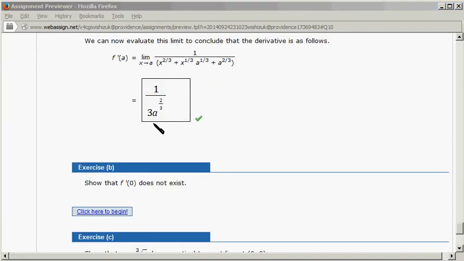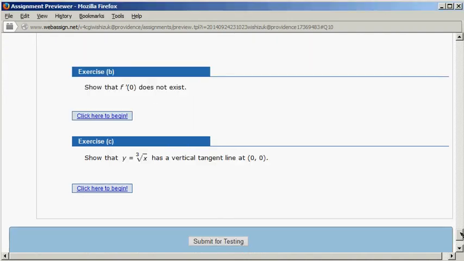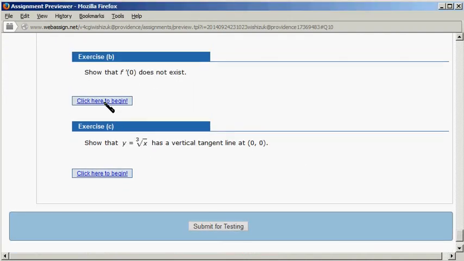It came back, and it looks like we got this one correctly. Then we're going to start exercise B. I'm going to click here to begin.